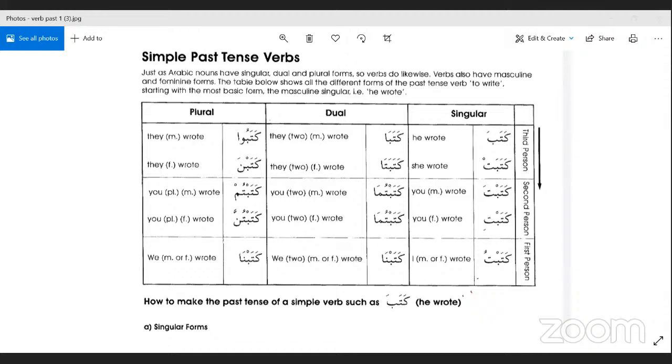Kaburti, you feminine, singular became big. Kaburtuma, you feminine two became big. Kaburtunna, you plural, all women became big. Kaburtu, I became big. Kaburna, for masculine or feminine plural and dual, we all became big. Ahsanti, Jazakallah, very good. Last person, Sister Sukaina Muraj.